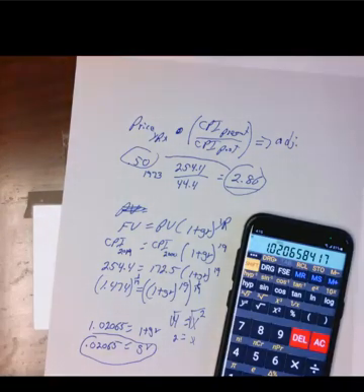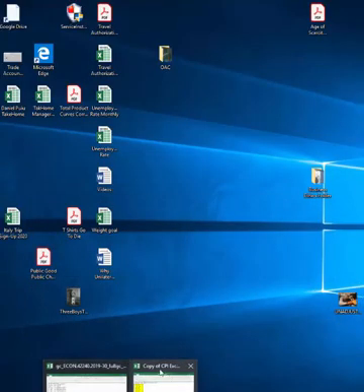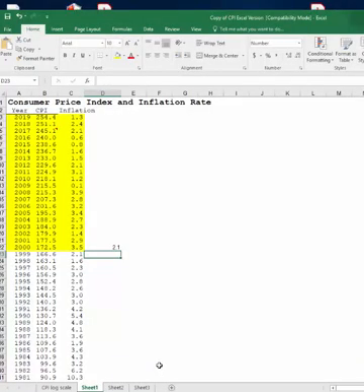2019, 2.065%. And let's see, I've forgotten what Excel gave me. Excel gave me 2.1, so it's very close but not the same. And if I ask you to do this on the test, I would want you to use the compounding formula.